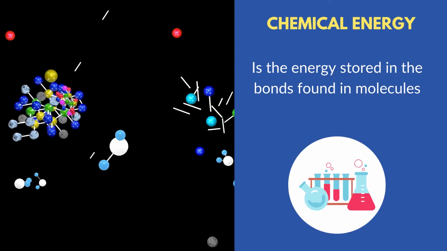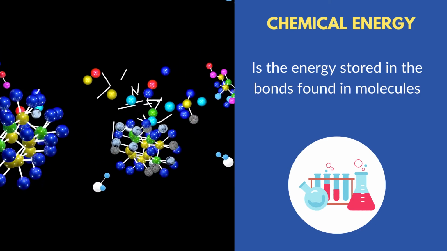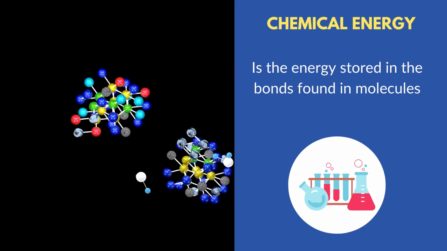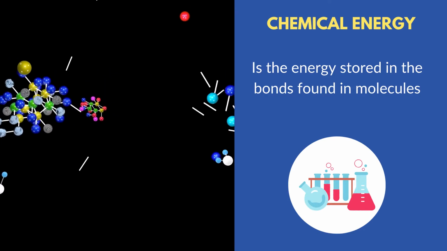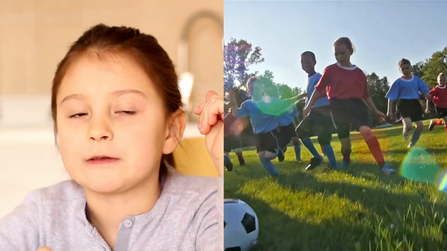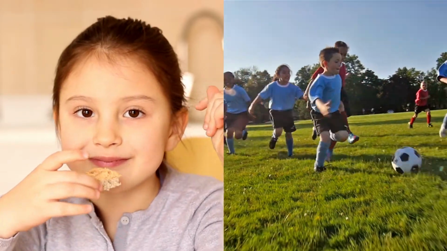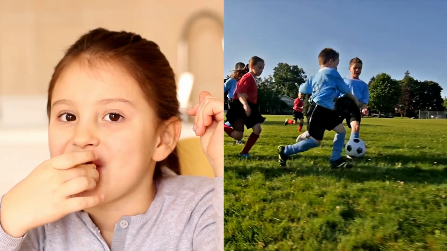Chemical energy is the energy that is stored in the bonds found in molecules. Molecules are very small and make up all the things around us. An example of chemical energy is when you eat food. The energy from the food is broken down and released to fuel your muscles so you can play.